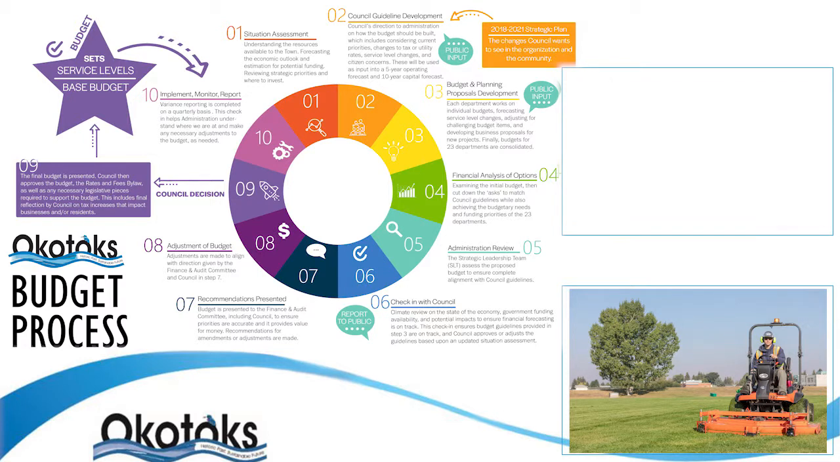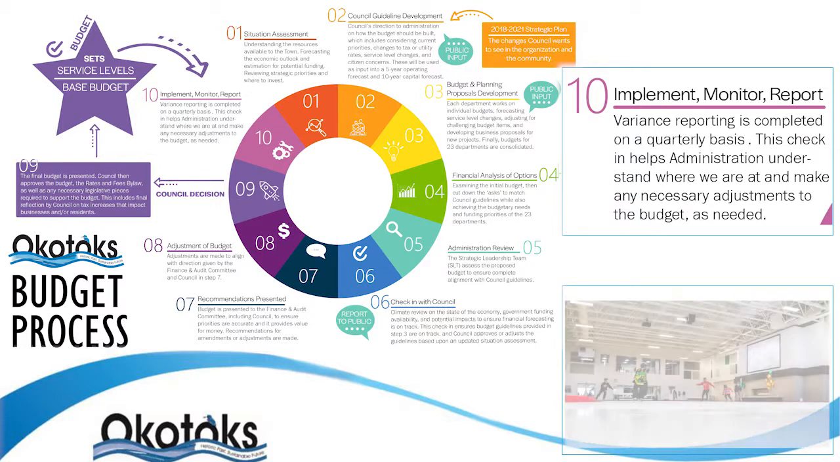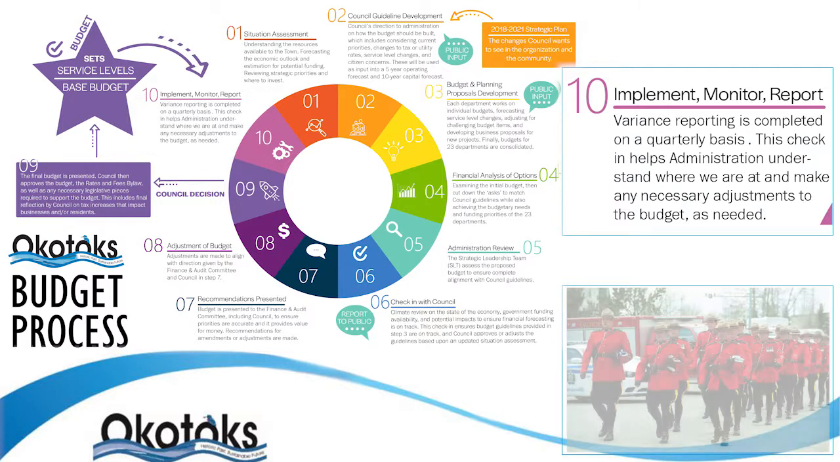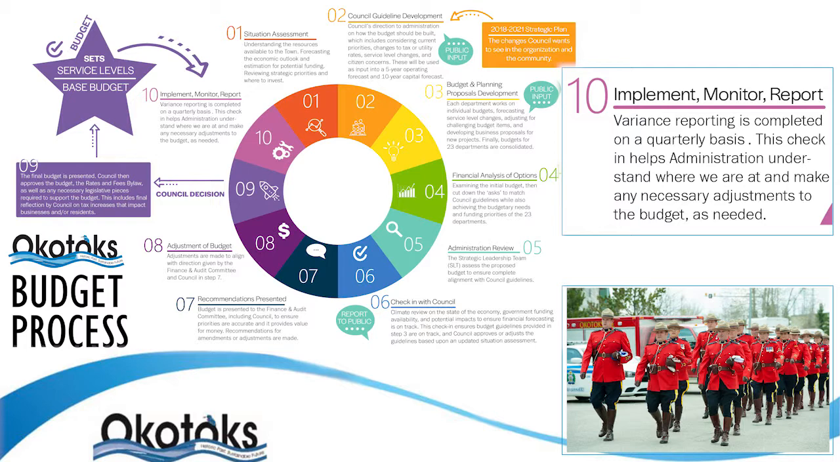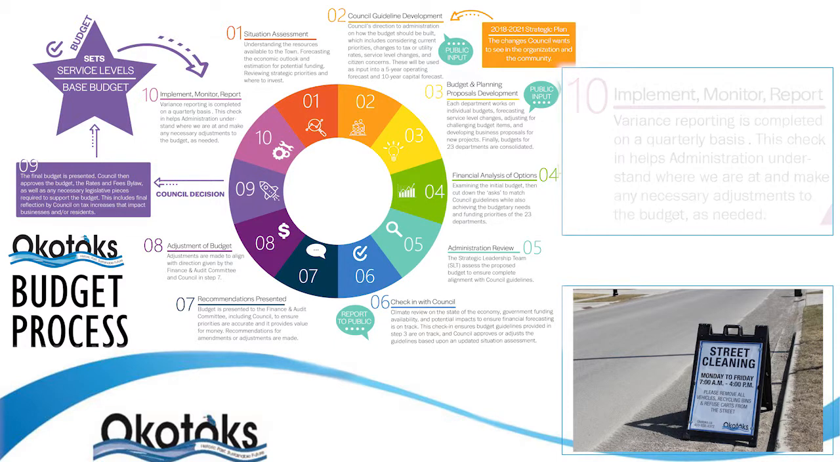So once we get through step 9 in December, where Council approves the budget, that then establishes the service levels for the next year going forward and establishes our base budget. For example, in the 2019 budget year, we have basically a $56 million operating budget. So those are then approved by Council in December, and then we go through a process of implementing, monitoring, and reporting. So that's step 10, and administration does that on a quarterly basis with Council and the Finance and Audit Committee. So they have a current understanding of where we're at, and any adjustments that need to be made.